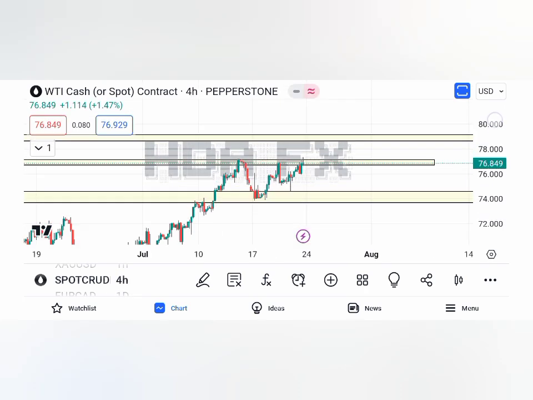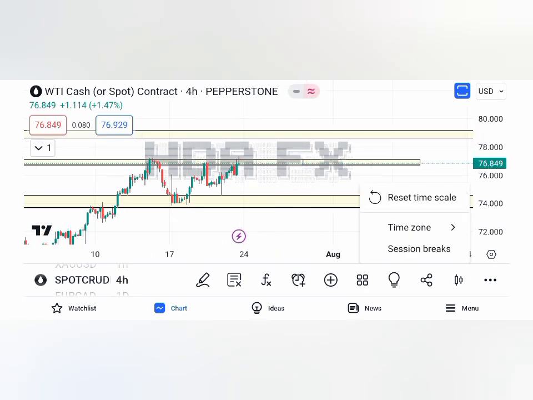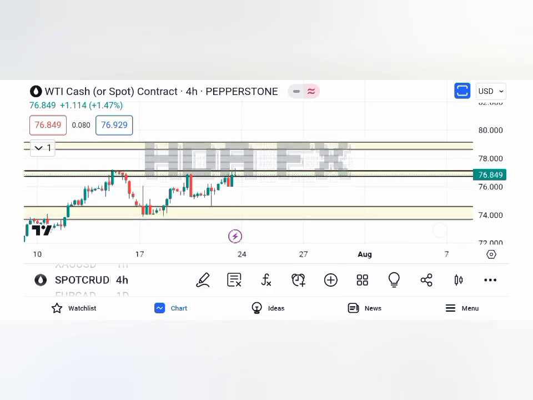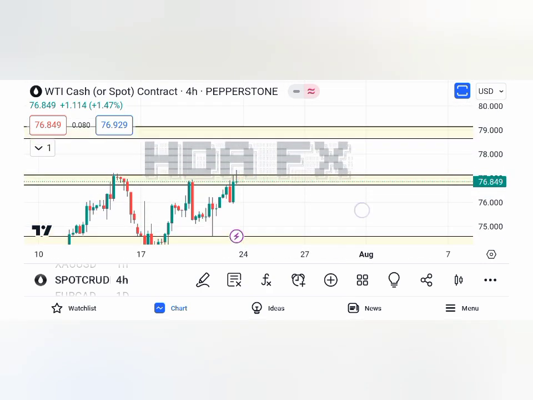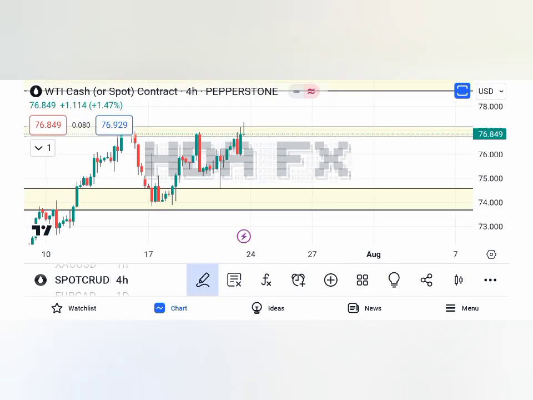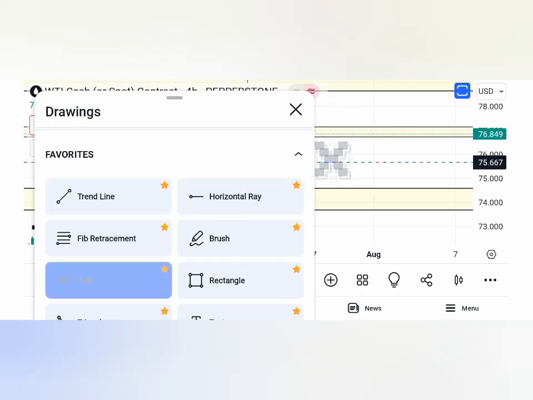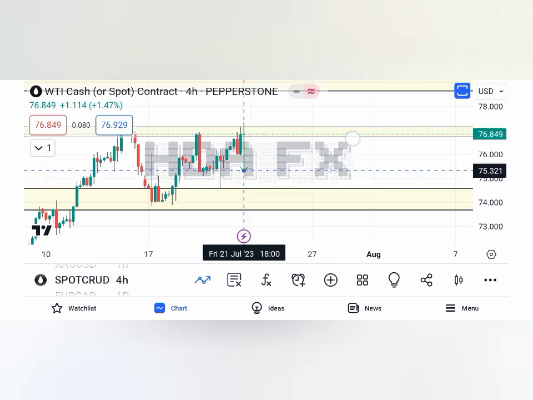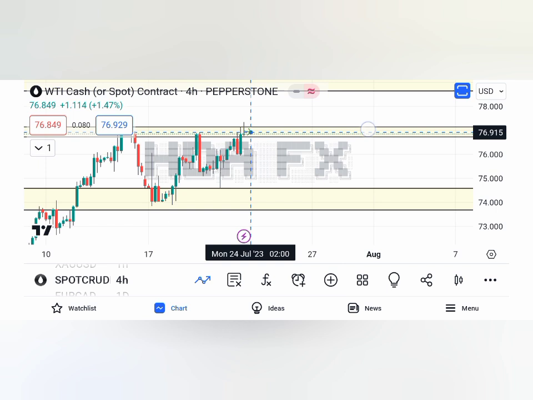So now on the 4-hour time frame, we can see a serious wick rejection here. This particular one, we can see a serious wick rejection here. So it's likely that price will drop downward because of this serious wick rejection here.